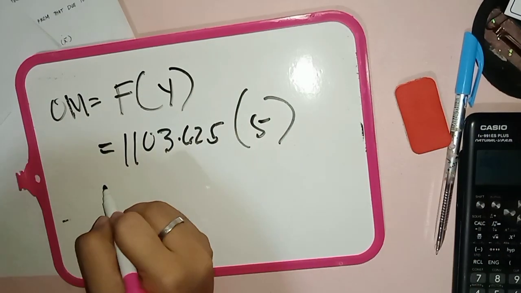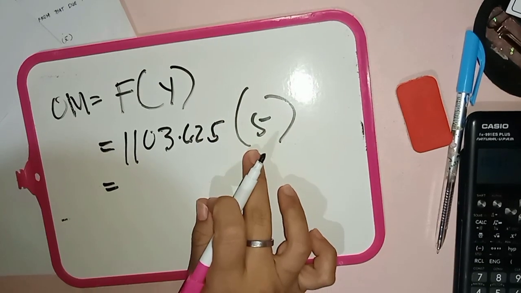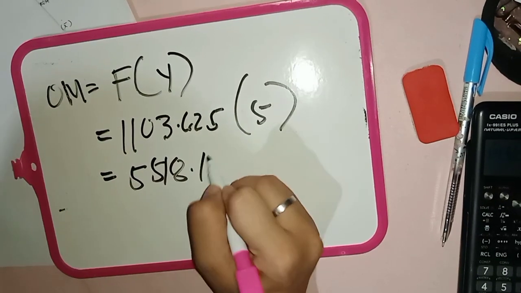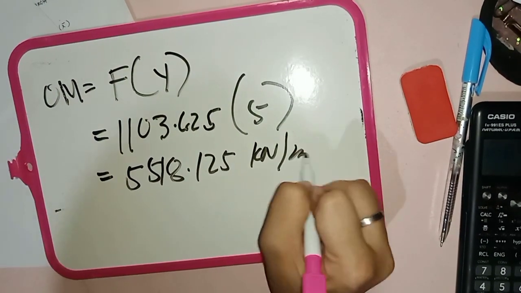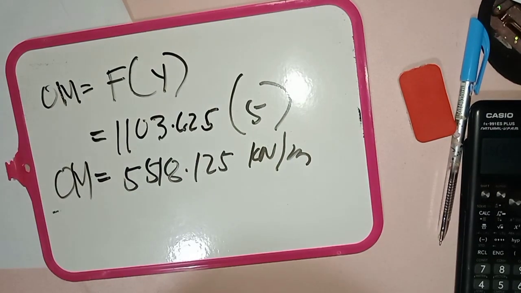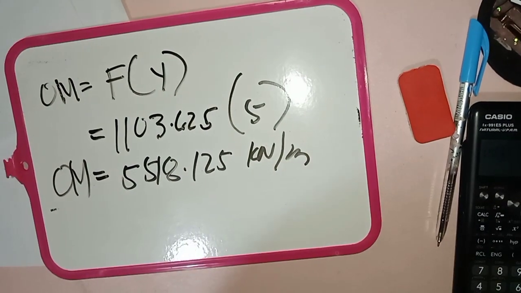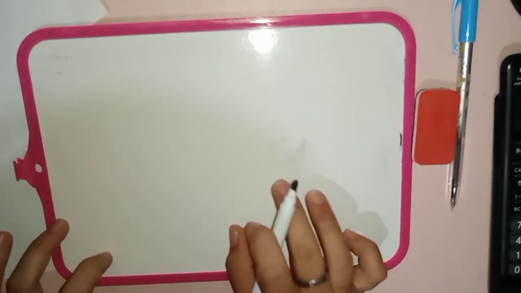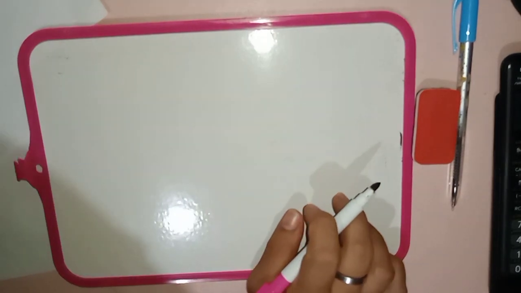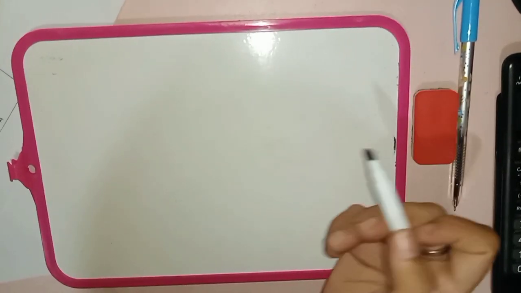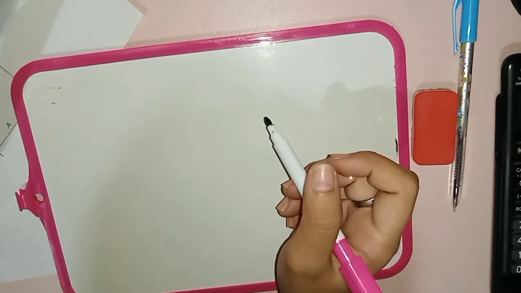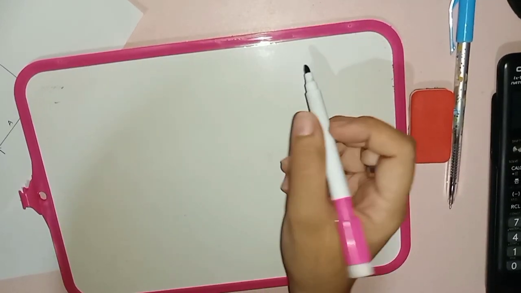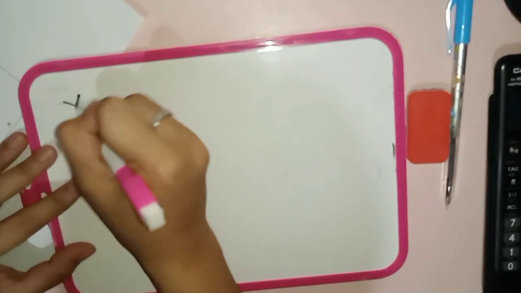So if we multiply that, we get 5,518.125 kN·m. So we now have the overturning moment. Next is the location of Ry, since what our problem is asking for is where the resultant pressure will intersect the base. So the location of Ry is bar x.